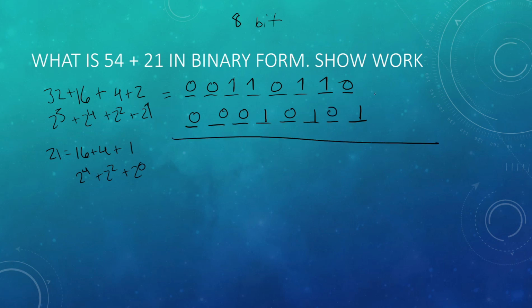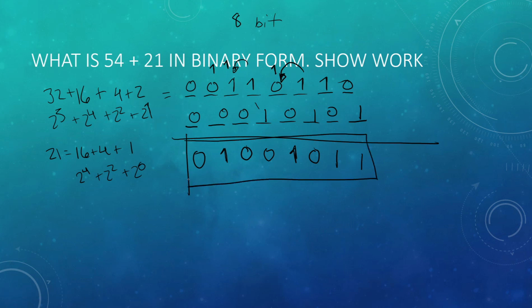Let's add these up. 0 plus 1 is 1. 1 plus 0 is 1. 1 plus 1 is 0. You carry 1 over. 1 plus 0 is 1. And these match up right here. 1 plus 1 is 0. Carry 1 over, which is 1 plus 1 plus 0, which is 0. You carry 1 over. And 1 plus 0 is 1. 0 plus 0 is 0. And that is our answer.